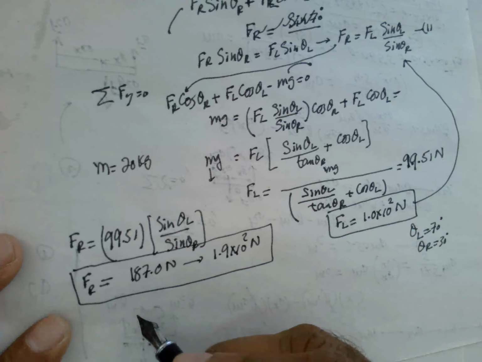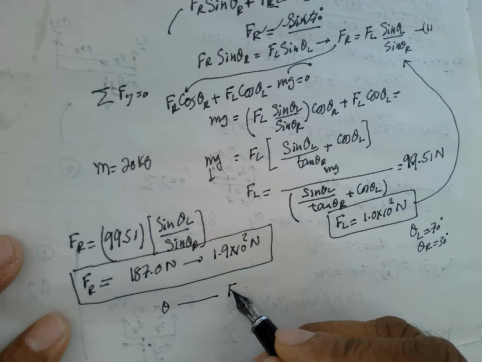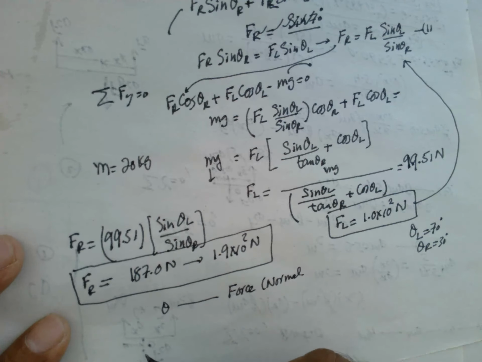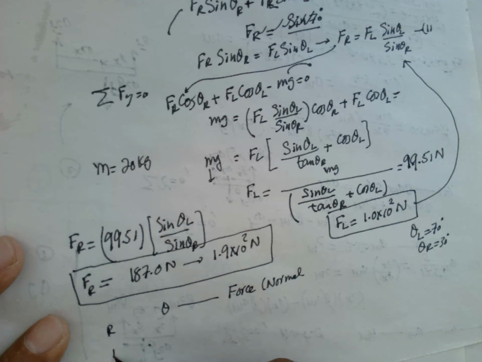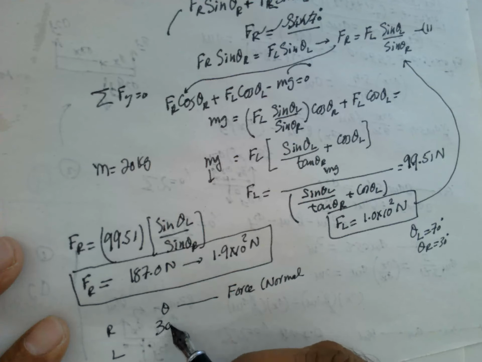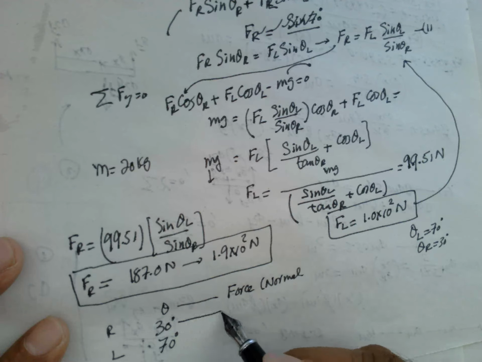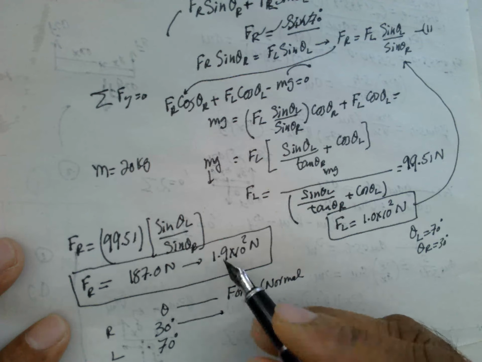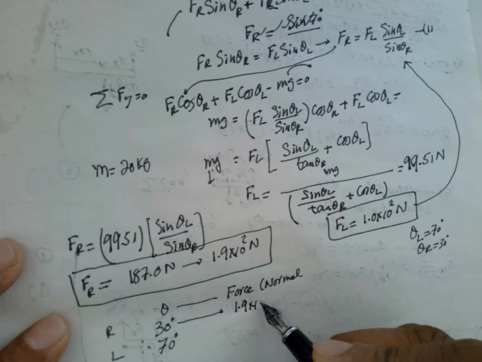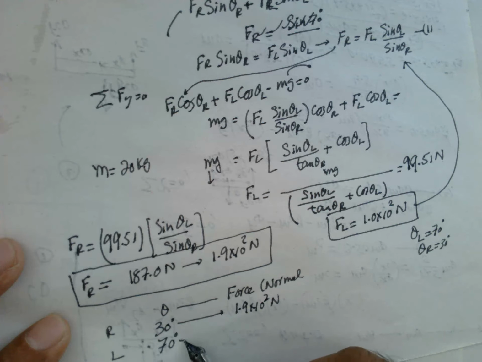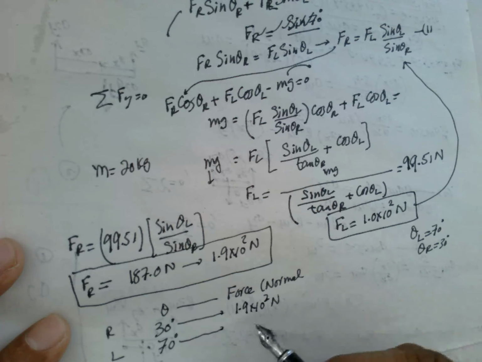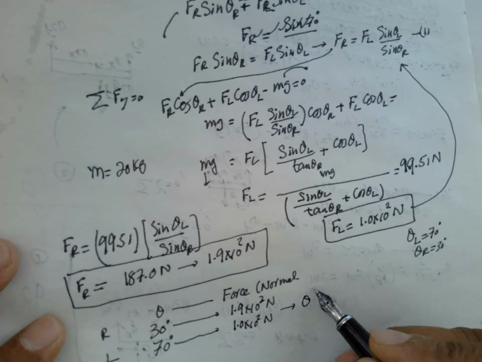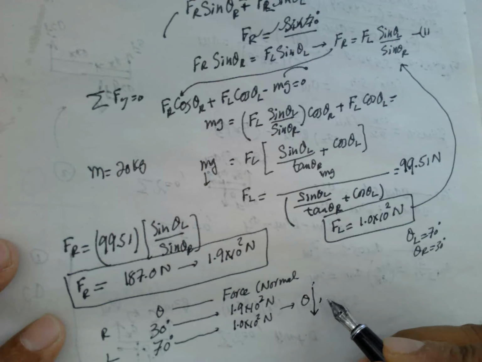So this is F_R, this is F_L, and the normal force. This is right, this is left. Theta is 30 degrees and 70 degrees. When theta is 30 degrees, the force F_R is 1.9 times 10 to the power 2 newtons. When theta is 70 degrees, F_L is 1.0 times 10 to the power 2 newtons. Conclusion: the lower the theta, the higher the normal force.